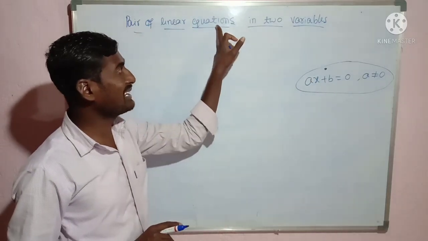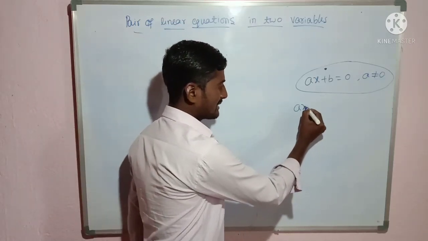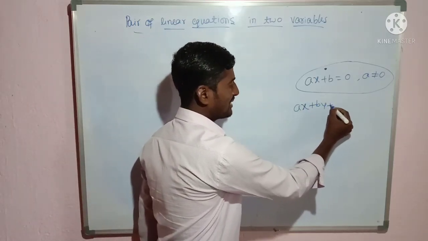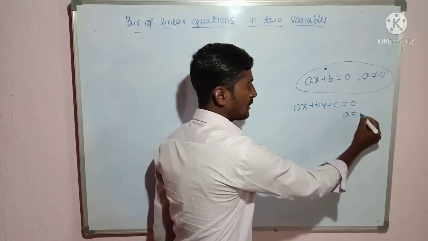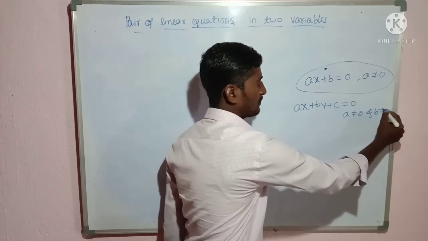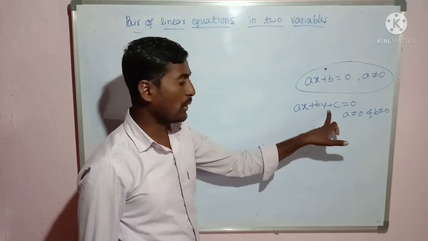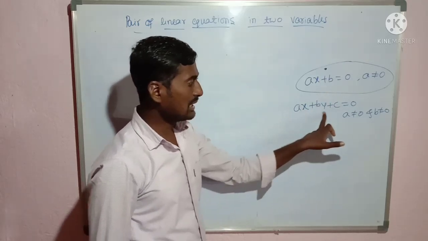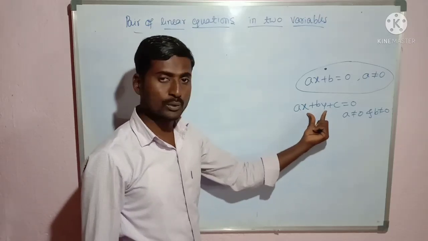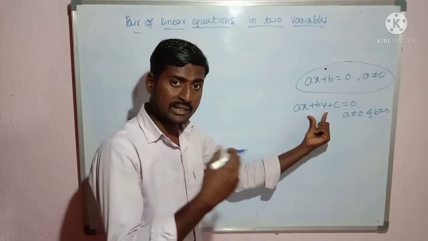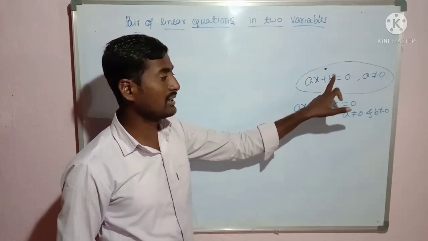But we want linear equations in two variables. So suppose I write like this, ax plus by plus c is equal to 0. Here also again a not equal to 0 and b not equal to 0. Right? So here two variables are there, x and y. So this is called a linear equation in two variables. Here only one variable is there, so it is a linear equation in one variable.